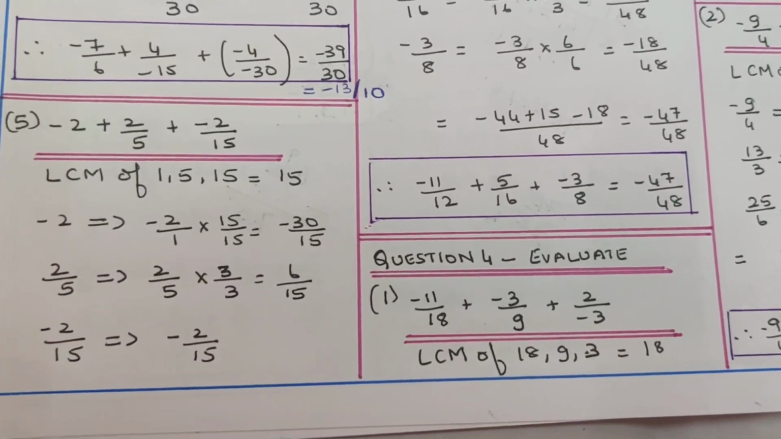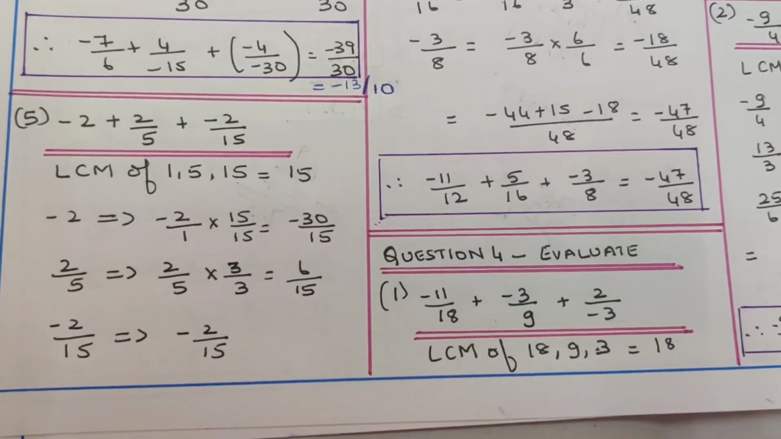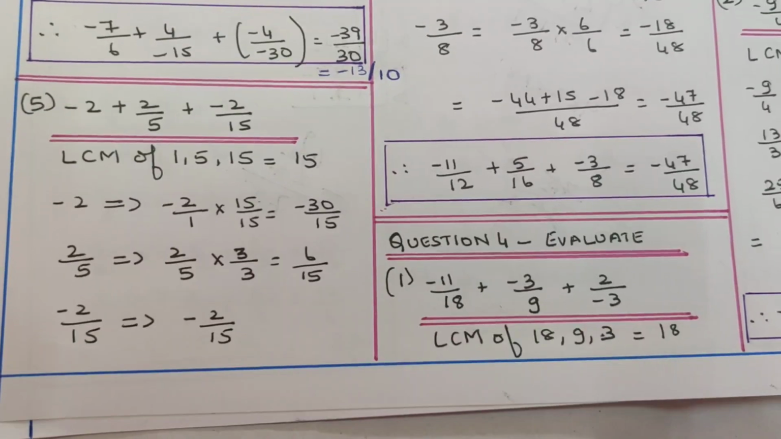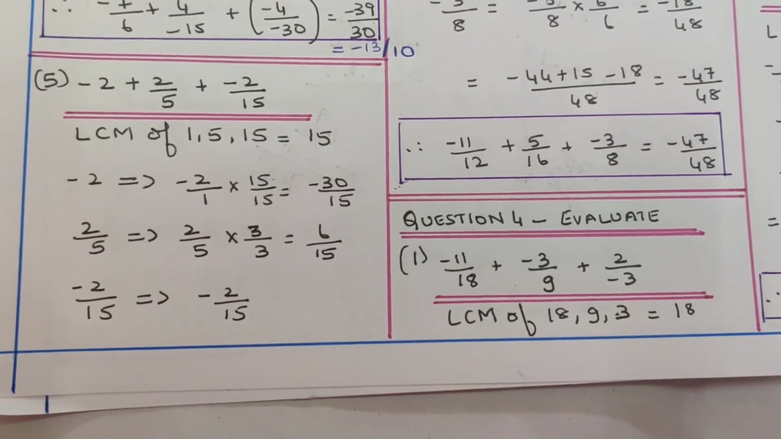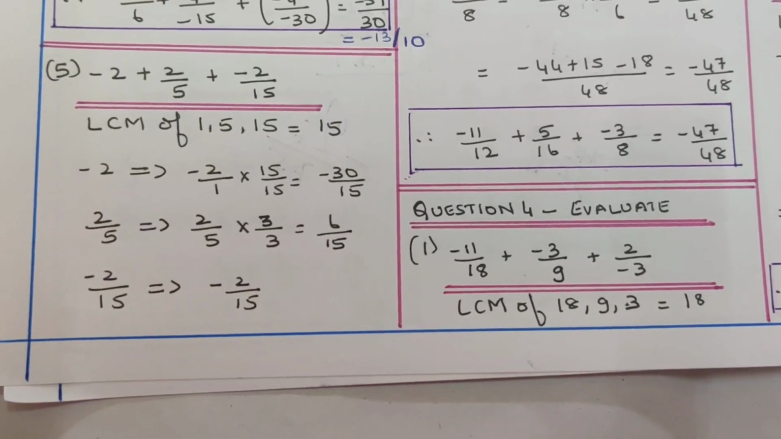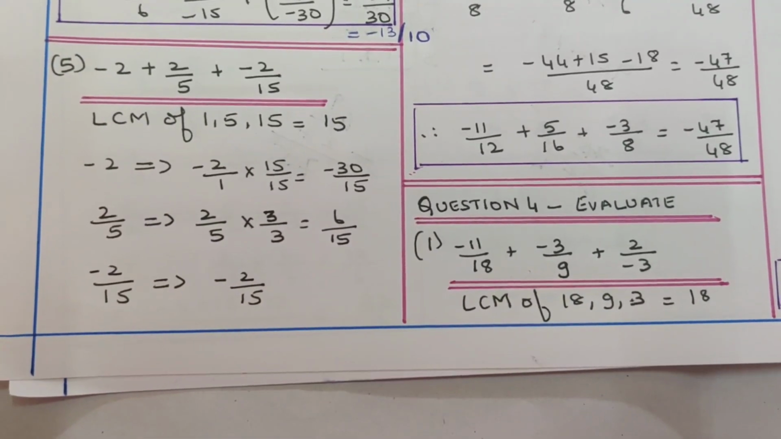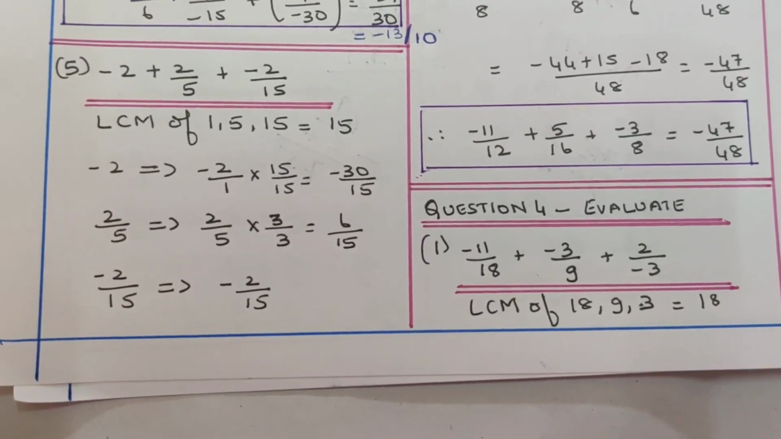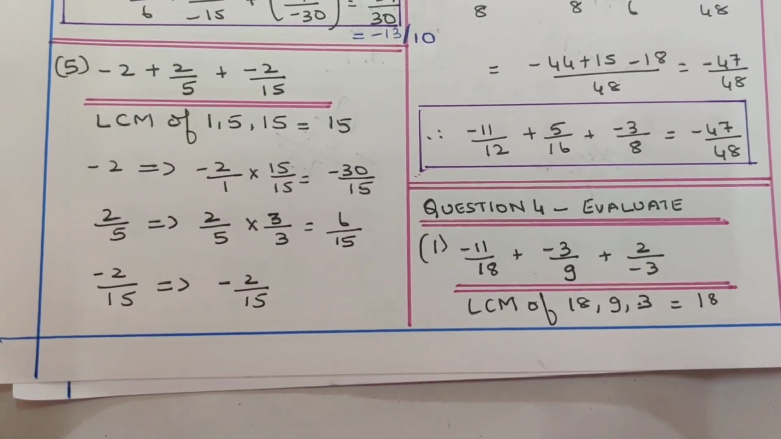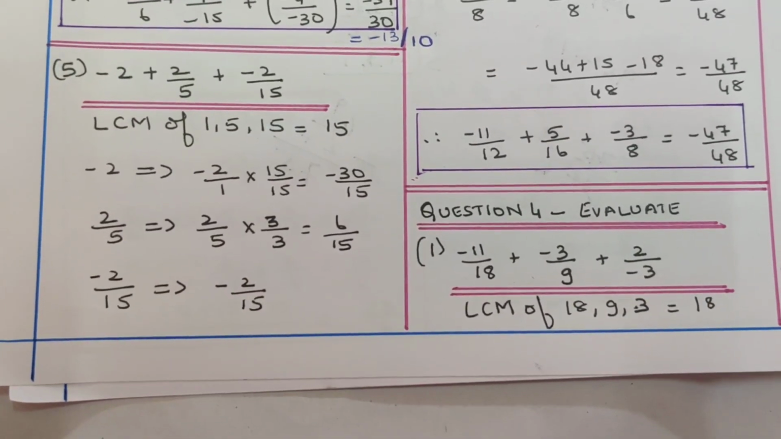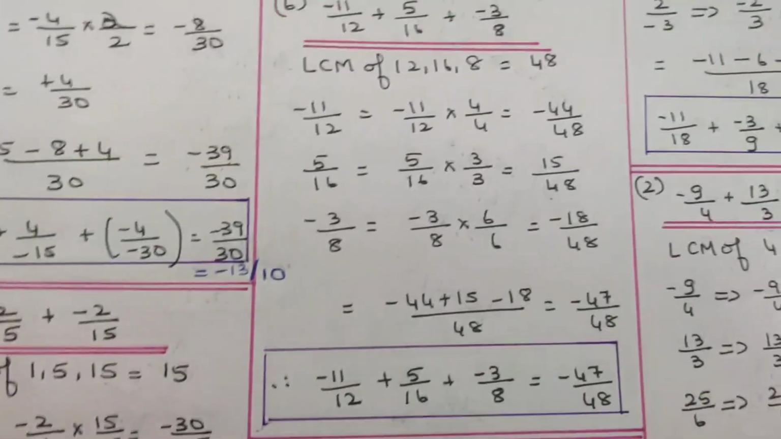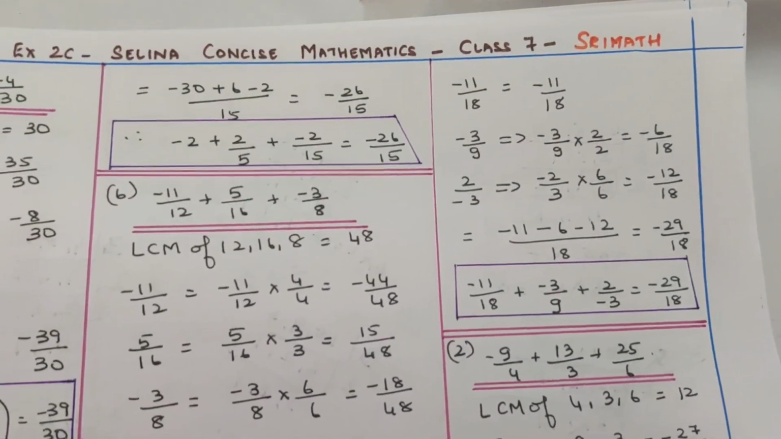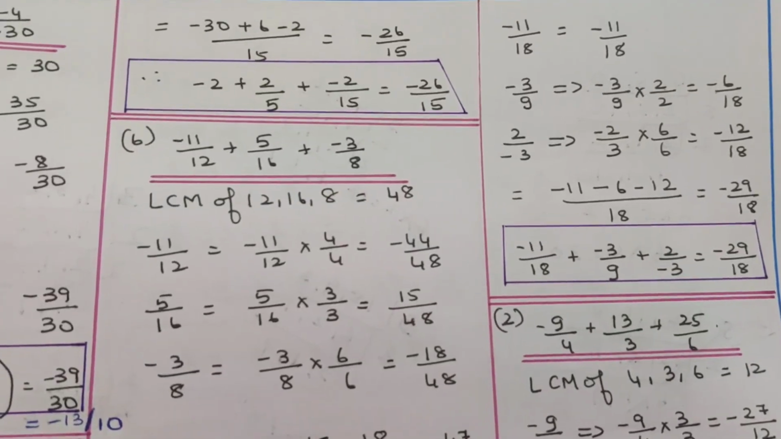Question number 4. Minus 11 by 18 plus minus 3 by 9 plus 2 by minus 3. Again, we do not have a common denominator, so the LCM is 18. Now convert all the numbers to a common denominator, but minus 11 by 18 already has 18, so concentrate on the other two numbers, minus 3 by 9 and 2 by minus 3, and those numbers will be minus 6 by 18 and minus 12 by 18.